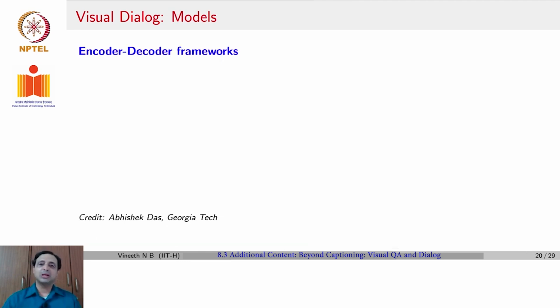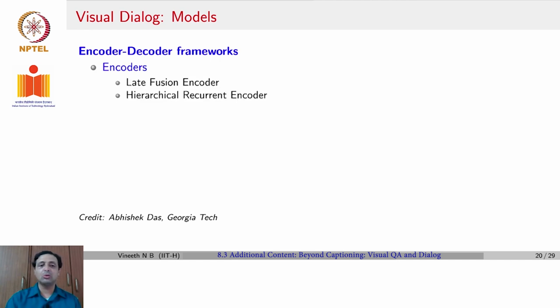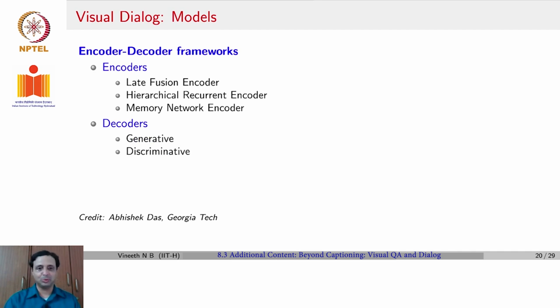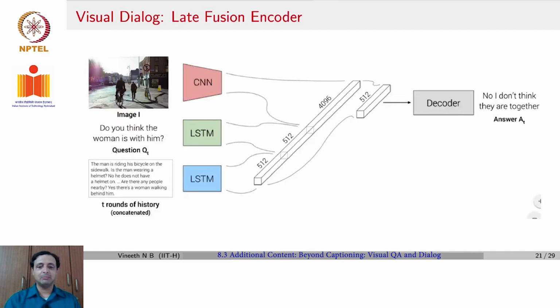Let's now come to the kind of models you can use to perform the visual dialogue task. It's once again encoder-decoder frameworks, where the encoder could be a late fusion encoder, a hierarchical recurrent encoder, or a memory network encoder, and the decoder can be generative or discriminative. We'll see some of these examples over the next few slides. Here is an example of a late fusion encoder.